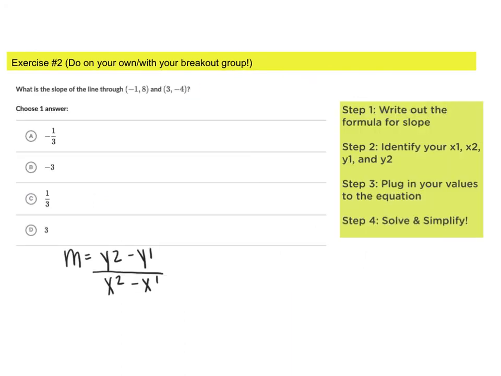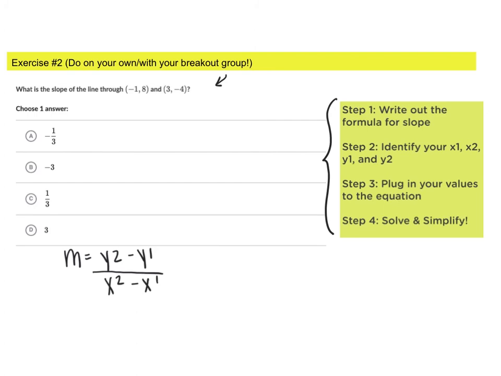All right, for your second exercise, you're also going to have 5 minutes to do. It says, what's the slope of the line through -1, 8, and 3, -4? You do not have a graph, so you're going to have to use this formula. Your steps are off to the side. If you do not remember the formula for slope, I've gone ahead and written it down here, and you can just use this as a reference to help you out. But please identify your x1, x2, y2, and y1 from these 2 points up here. Plug in your values, and then solve and simplify, and we'll go over pretty soon.